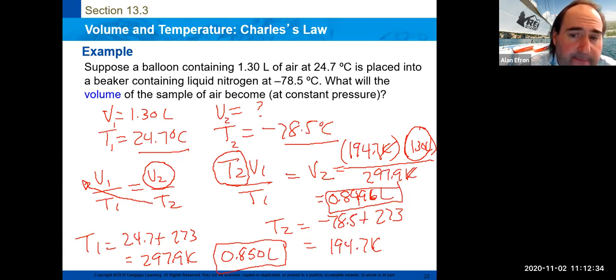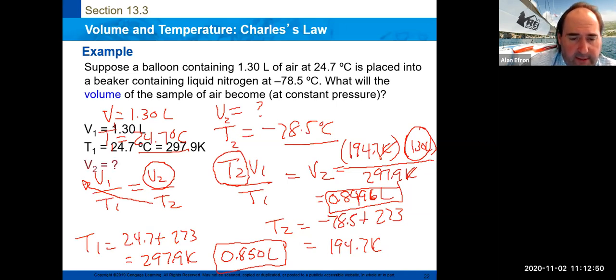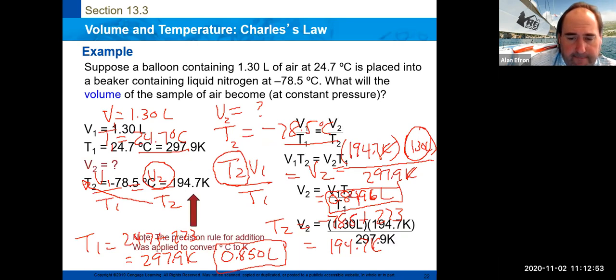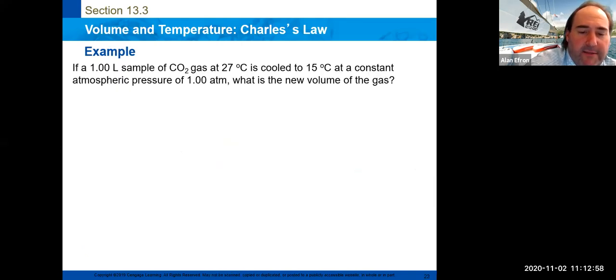Again, for a lot of people, the rearranging is the hardest part, and also remembering to convert things to Kelvin is sort of the hardest part for a lot of people. So let's take a look at one here. Why don't you try one and see what you come up with? All right, so give this one a go. We've got 1 liter of CO2 at 27 degrees, cooled to 15 degrees. What is the new volume at constant pressure here?